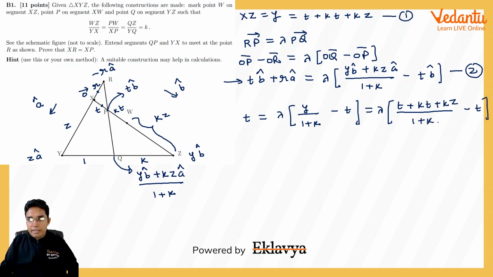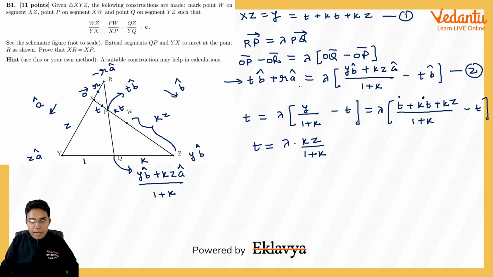So if I take LCM, this 1 plus k, so t into kt. So these two terms you can check, they will get cancelled. So what we will be getting is t as lambda into kz upon 1 plus k. So that is the value of t that we are getting.